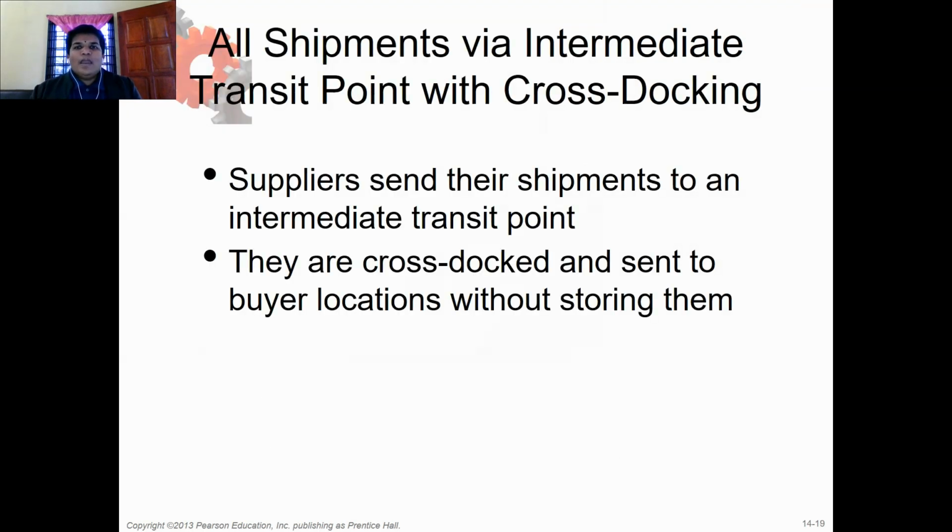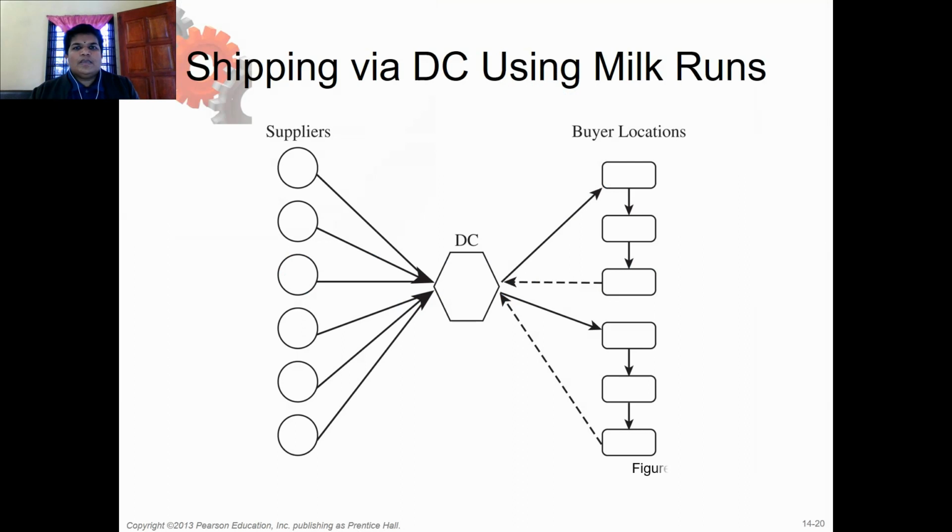All shipment via intermediate transit point with cross docking. Suppliers send their shipment to an intermediate transit point. They are cross docked and sent to the buyer location without storing them. When talking about cross docking, there is no storing of the product. The moment the shipment reaches the intermediate location, on the spot they transfer it to the needed place.